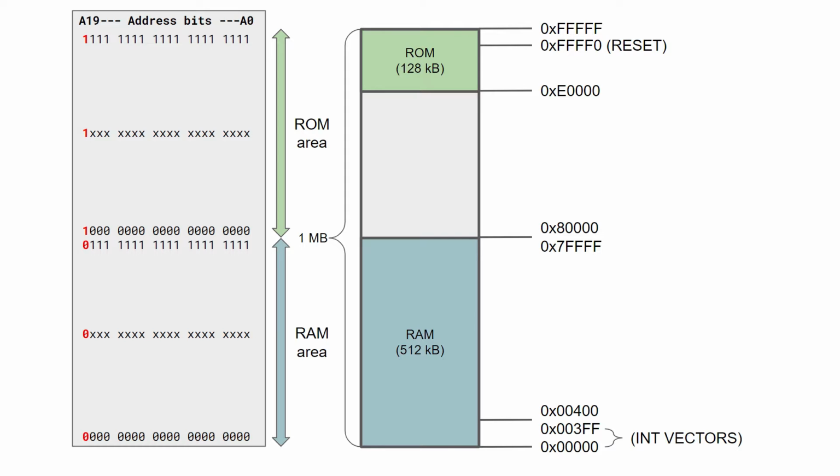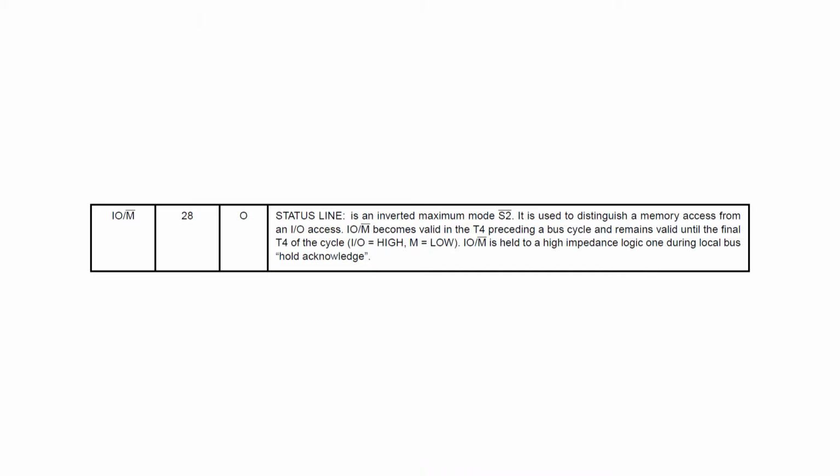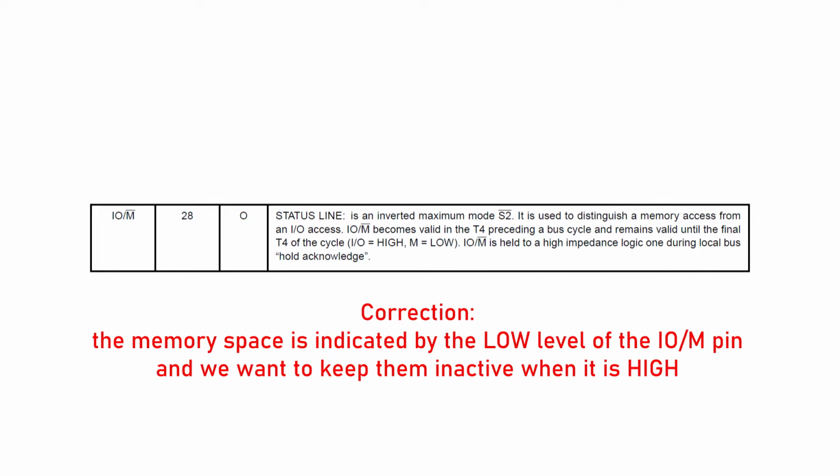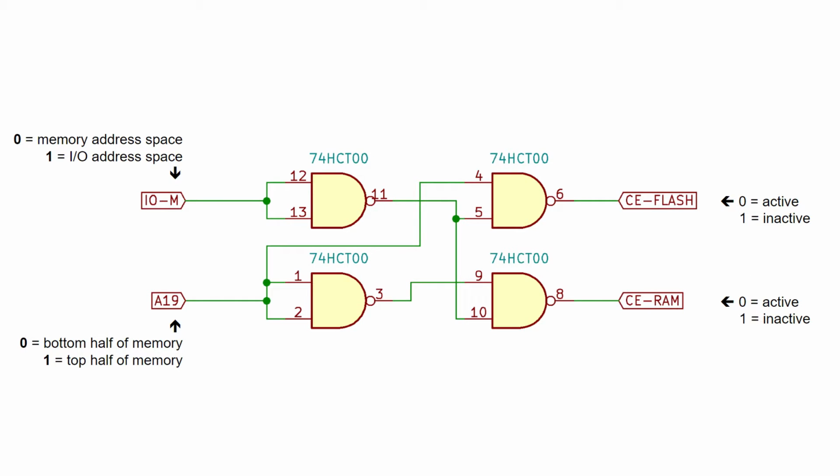Because the chip-enable signal is active low, we could simply connect the A19 directly to the RAM's CE pin and invert it for the flash chip to become active when the A19 is high. But let's not forget about the two distinct address spaces of the x86, the memory one and the I/O one. We want to activate one of the both memories only when the CPU addresses the memory space, which is indicated by the high level of the IOM pin, and keep them inactive when it is low. Here is what we need to build.